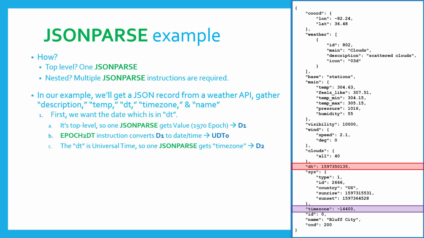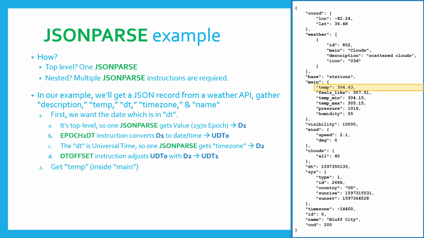Since it's in universal time, we'll use another JSON parse to get the time zone. This value will help us adjust to the proper time. This time zone is also in seconds. We'll store this value in D2. Then we'll use the DT offset instruction to adjust the date time in UDT0 with the time zone value that we have stored in D2, and we'll store that final date time in UDT1. Now we have the proper date and time for the time zone of our city.